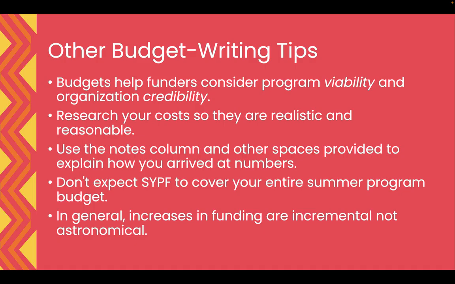In general, increases in funding year over year, so from 2023 to 2024, are incremental, not astronomical. So it's likely that whatever you receive this year will be more or less in line with what you received last year, with some small allowances for program growth or inflation. But if you haven't received a huge grant in the past, it's not likely that you'll suddenly receive a huge grant unless, and this is always possible, a bunch of new funders join Summer Youth Program Fund and we're able to increase the number of dollars available overall in the pool.